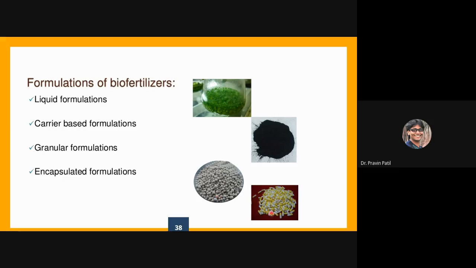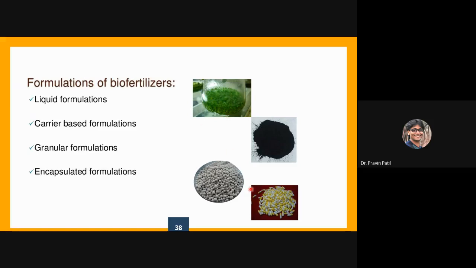And then the last one is the encapsulated formulation, where these microbes are freeze dried and put into the encapsulated form and can be sprayed as a tablet. So just by looking at this slide, you can analyze that the carrier based and liquid formulation should be the economically feasible, right?